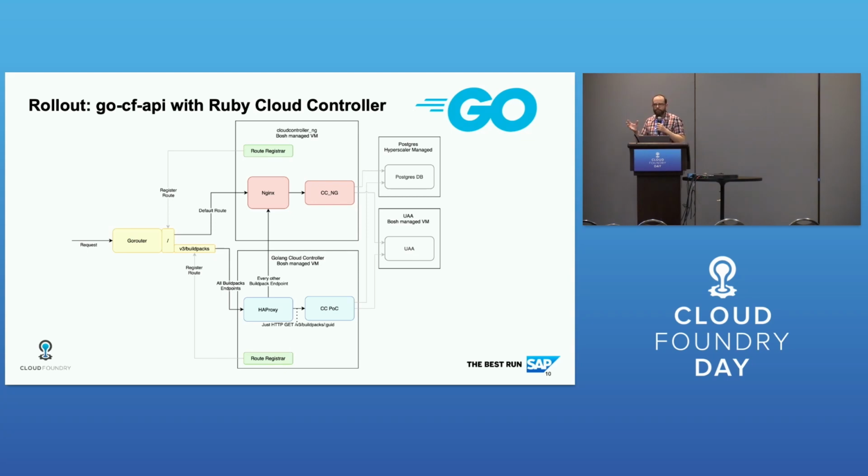So a big bang approach, where at some point in time you replace the old cloud controller with the new one, will likely not work. Instead, you do this side-by-side approach where you deploy both, and as more and more endpoints are implemented in Go, you register them in the Go router so that more and more requests are routed to the new cloud controller.